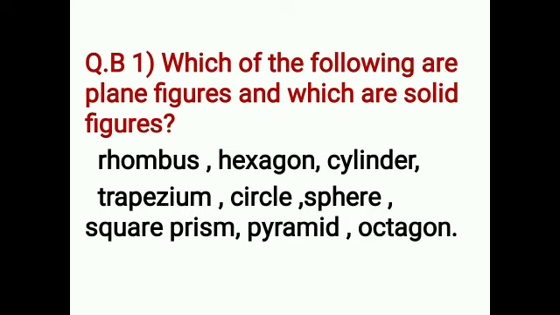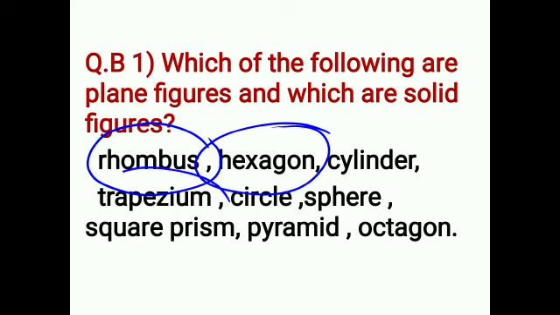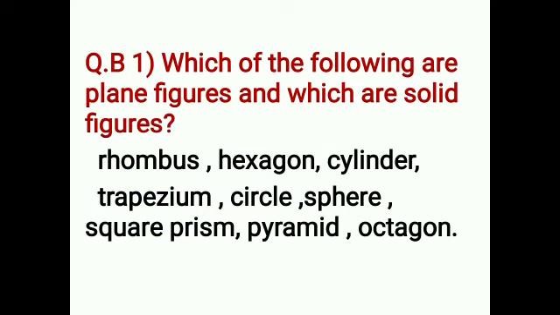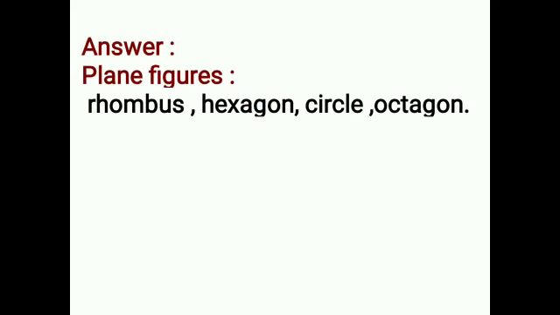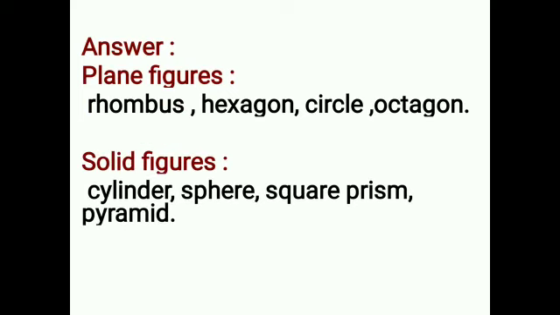So now in these examples, which are the two-dimension ones? Rhombus, hexagon, trapezium, circle and octagon. These are the examples of plane figure and the remaining are the solid figures. So write down the answer here. Plane figures are rhombus, hexagon, circle, octagon, and the solid figures are cylinder, sphere, square prism and pyramid.